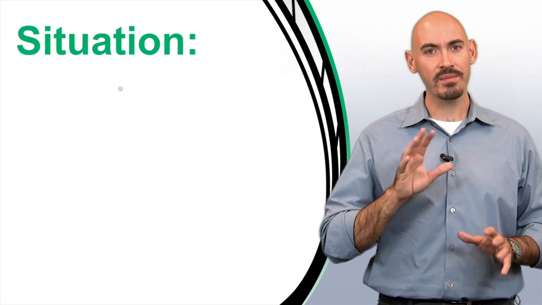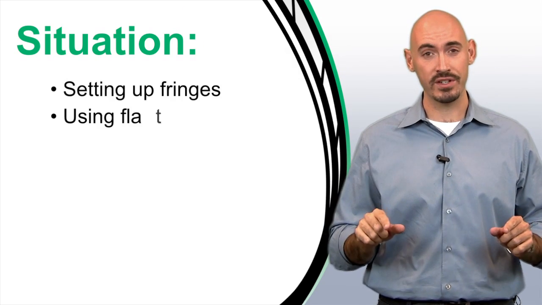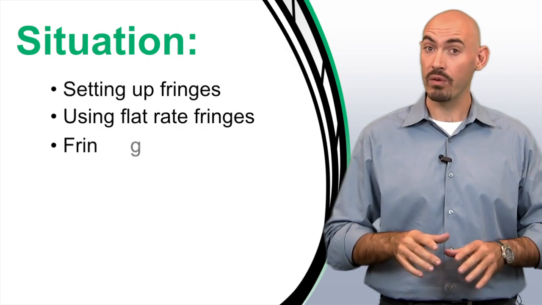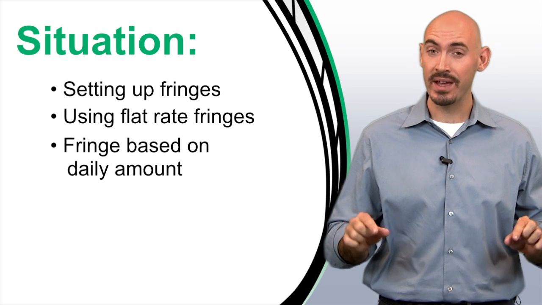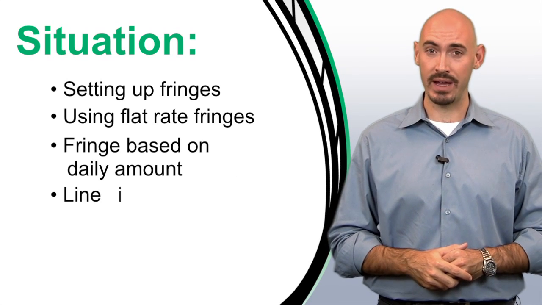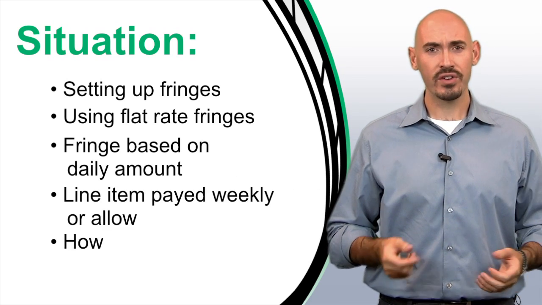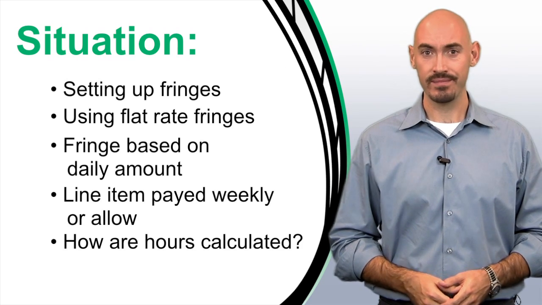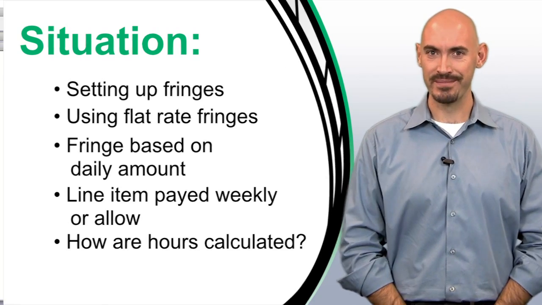In this video I'll be talking about flat rate fringes. Now we all know how to set up and apply flat rate fringes, or do you? Here's a common situation that people run into: they're setting up their flat rate fringes for a daily amount. Now when you go to apply it to a detail line item, that line item might be paid on a weekly amount, or even an allow. So how are those hours being calculated? Let me solve that mystery for you.